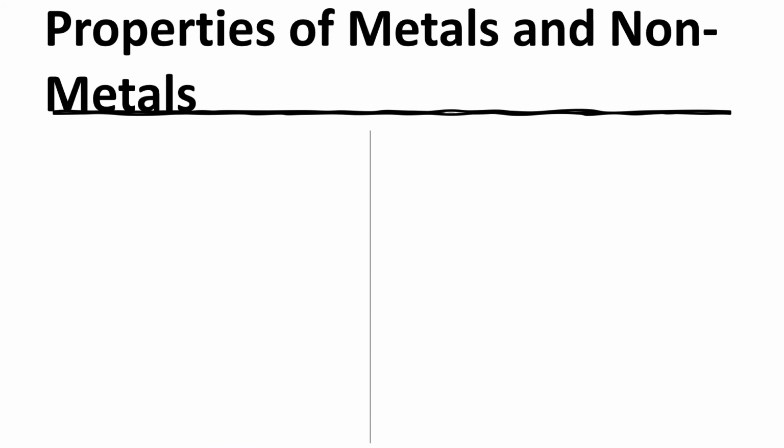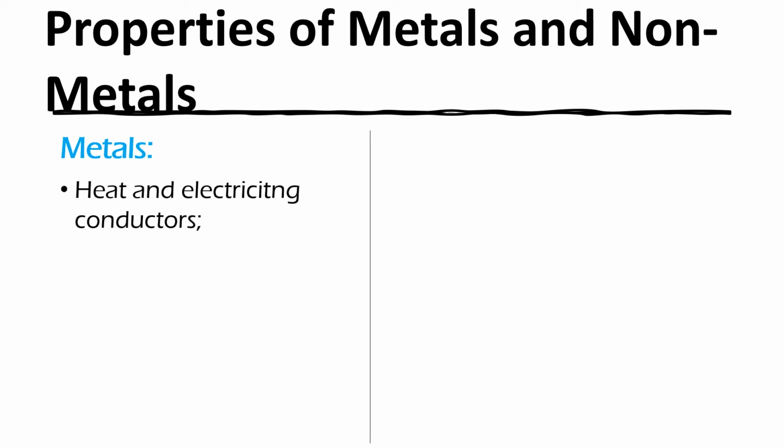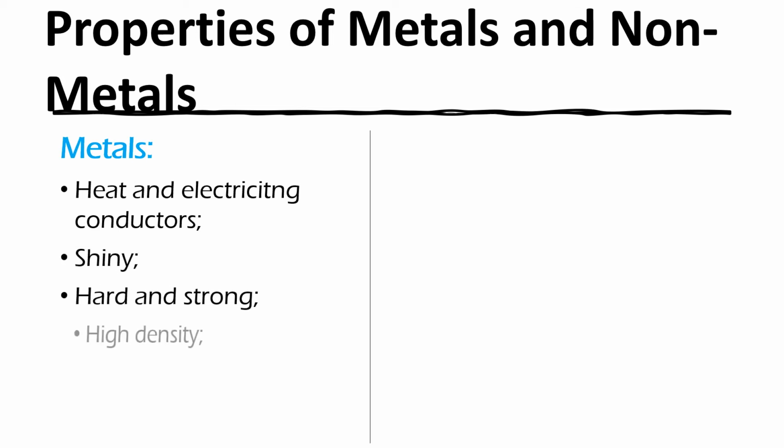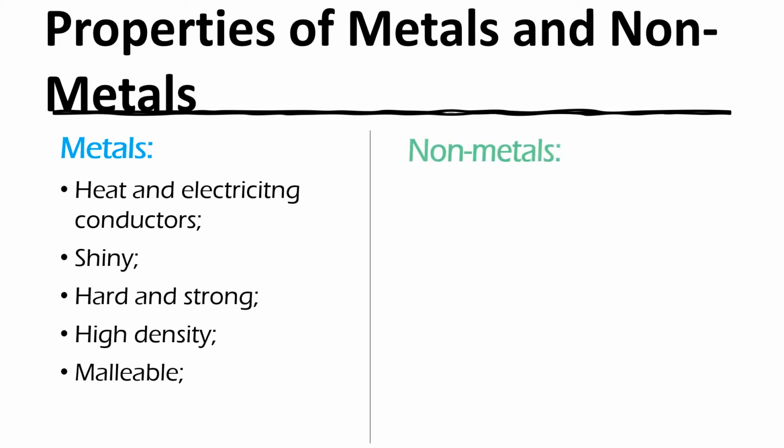Properties of metals and non-metals. Both metals and non-metals have different properties. Metals are great heat and electricity conductors and are shiny. They are also hard, strong and malleable. They have a high density and are all solids at room temperature except for mercury.